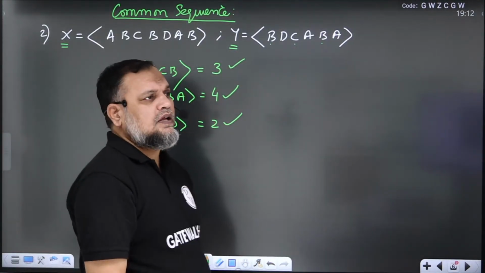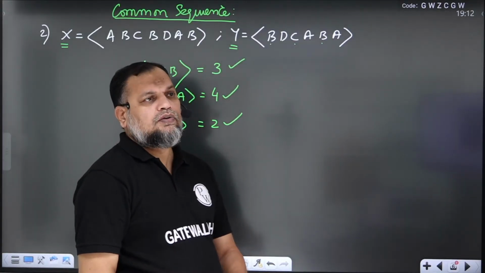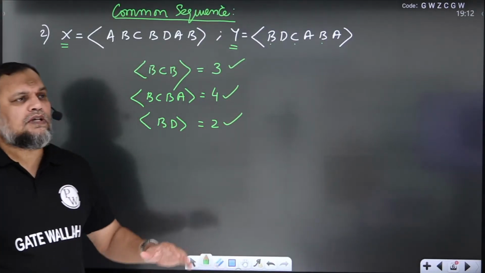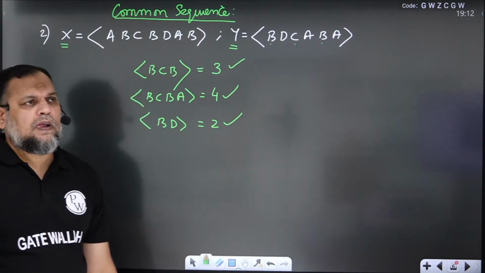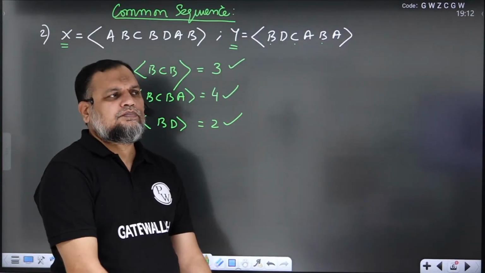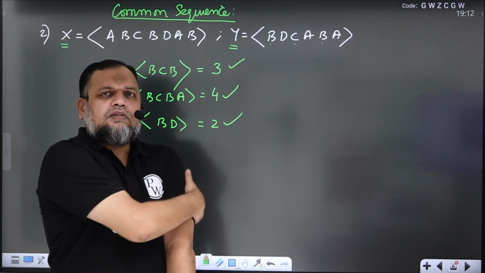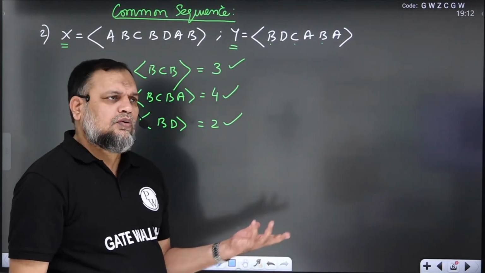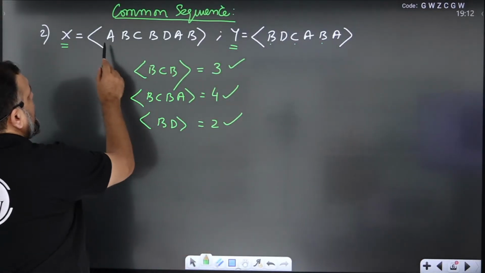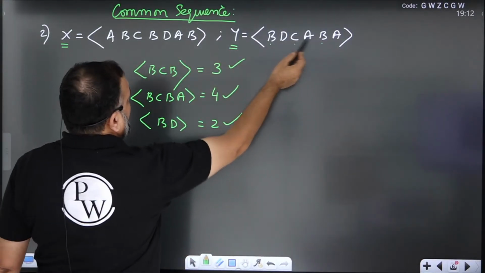Length 4 we did, what about length 5? Do we have a common subsequence of length 5 for both x and y? Come on, do we have a common subsequence of length 5? No, I don't have. You can check it. If you start with ABC, I don't have ABC, right?